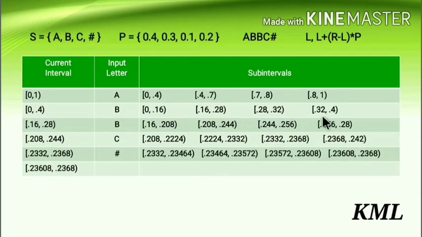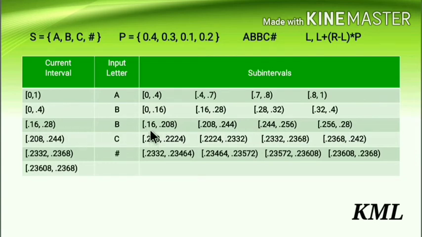divide into subintervals. So now what you have to do, check the input letter. What is the position of input letter in source? Position 2. So you have to select second subinterval as the next current interval. Okay, so you get 0.16, 0.28. So now you have to take the next input letter, that is B, and you have to divide this interval into subintervals. Okay, so I've shown you how to calculate for this one, so you can try solving for this. Okay, so I'll tell you directly.